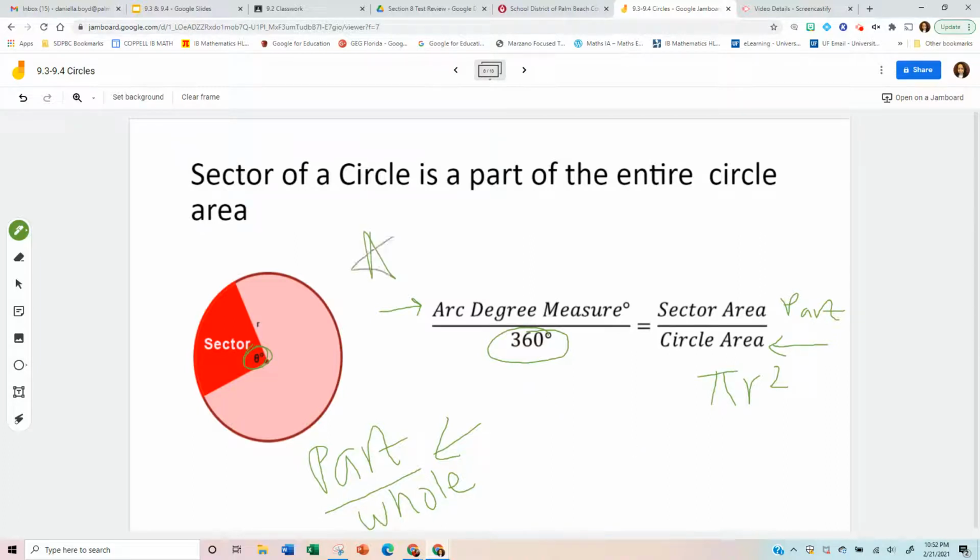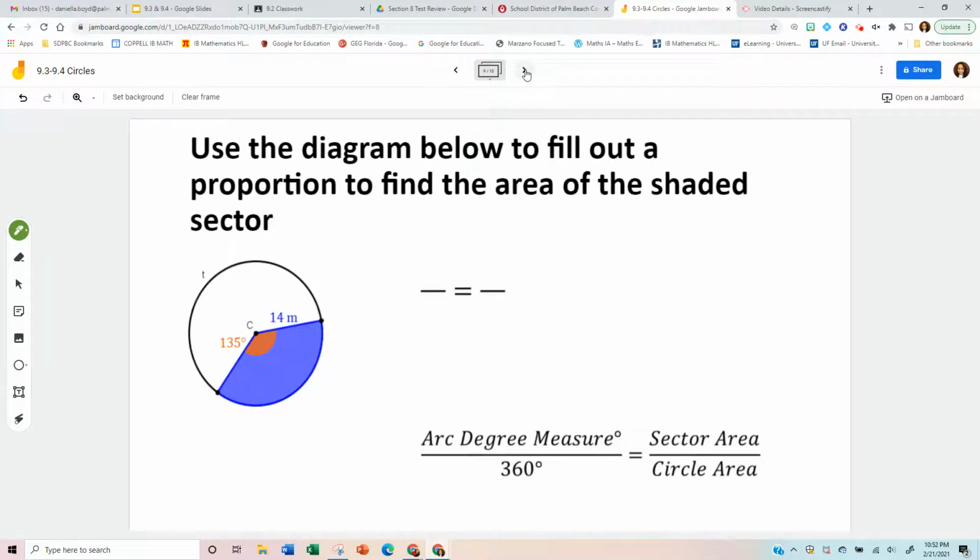So this formula right here is super important to commit to memory. So I'm going to pause here. I want you to write it down somewhere because you are going to need this formula for the practice problems that you're going to do. Okay, so remember it's part to whole.